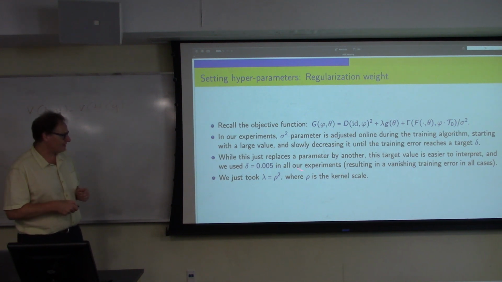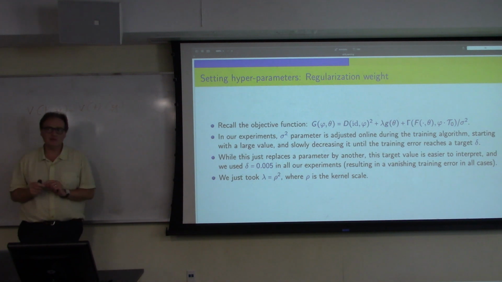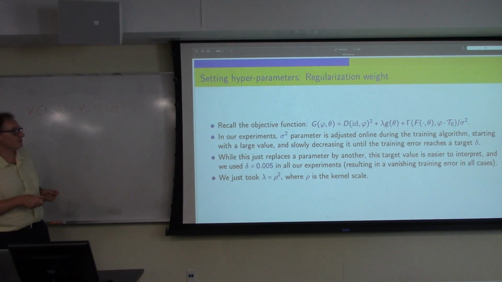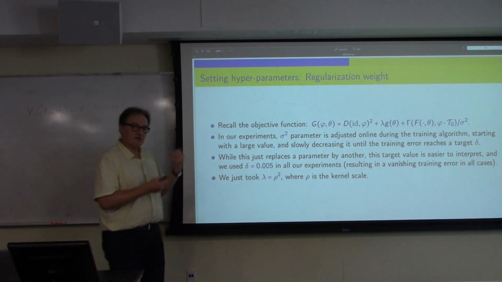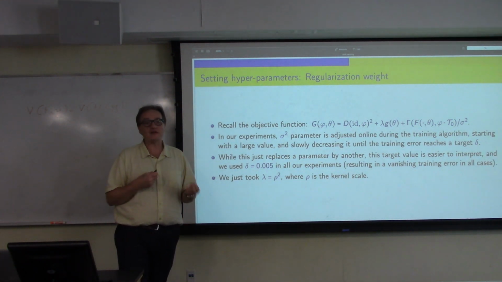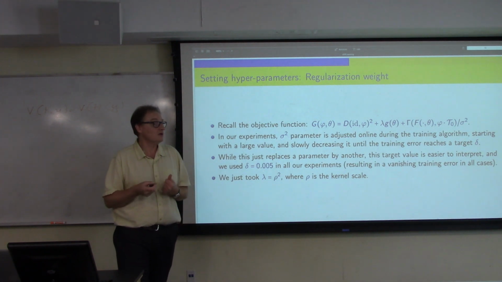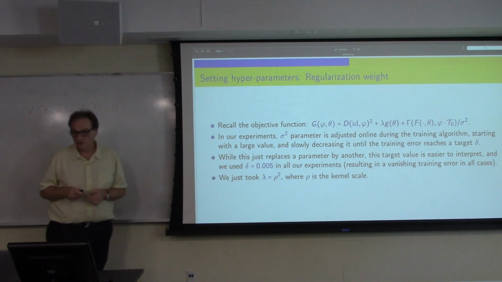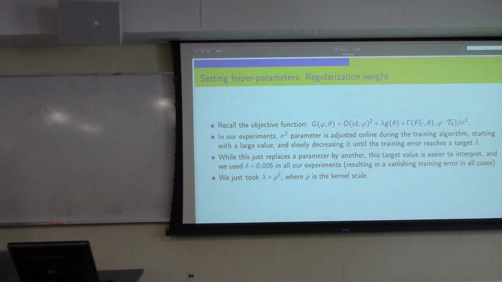There's also a penalty here. This lambda is the penalty for the norm theta squared, so the penalty for the logistic regression parameters. I just set lambda equal to rho square. It should scale like rho square, and just thinking about it, it's the right order of scaling, so I set it to be exactly rho square, which was fine.